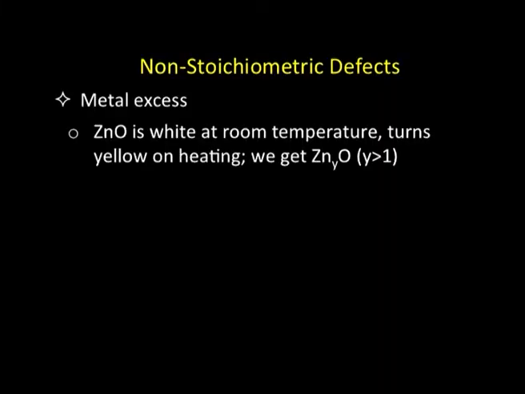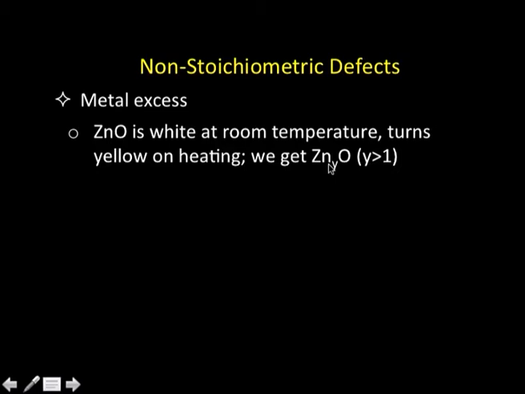Now, let us move on to some other type of non-stoichiometric defects, and we will take up two typical examples. One is metal excess, and the most common example is zinc oxide. We know that zinc oxide is white at room temperature, but when we heat it, it turns yellow, and that happens because of the following. What we get is a non-stoichiometric material with the formula ZnYO, where Y is greater than 1.